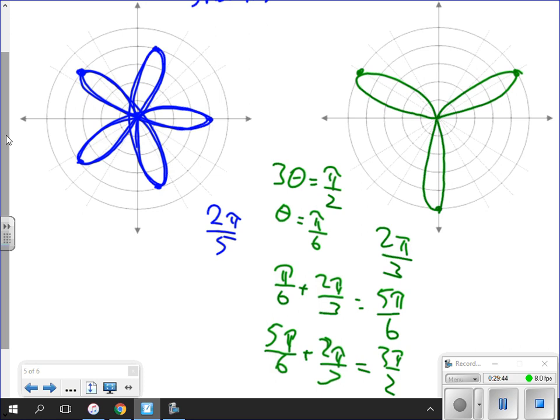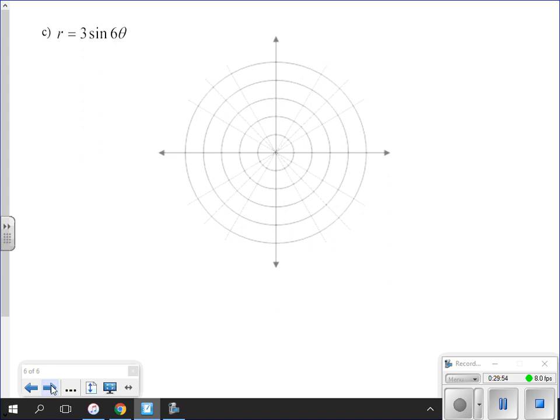Questions? Okay. So what ring are we on? 3. So our distance out is 3, so everything's on the 3. How many petals do we have? Wow. We have 12 petals because this is even. We have 2 times 6, which is 12 petals.